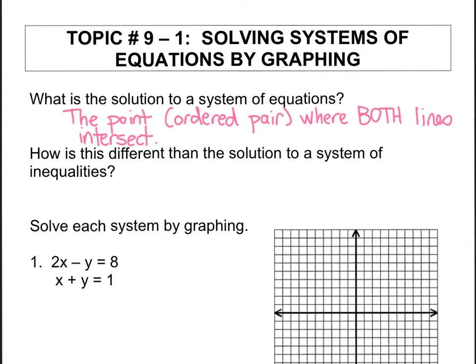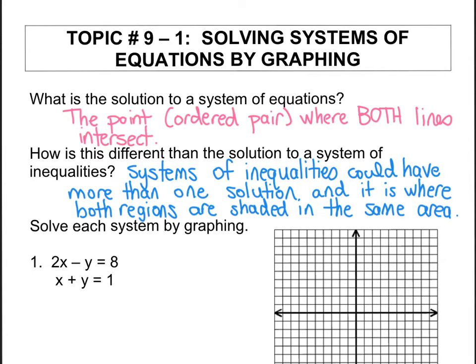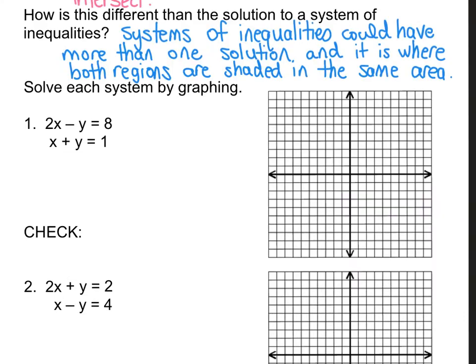But the first thing we want to talk about before we start graphing is how is this different from the solution to a system of inequalities? Well, if you remember, a system of inequalities could have more than one solution, and it was represented by the shaded region on a graph. But for today, we're not going to have to worry about shading different regions. We are just looking for the point where those two lines or more than two lines intersect. That would be the one solution for that system of equations.